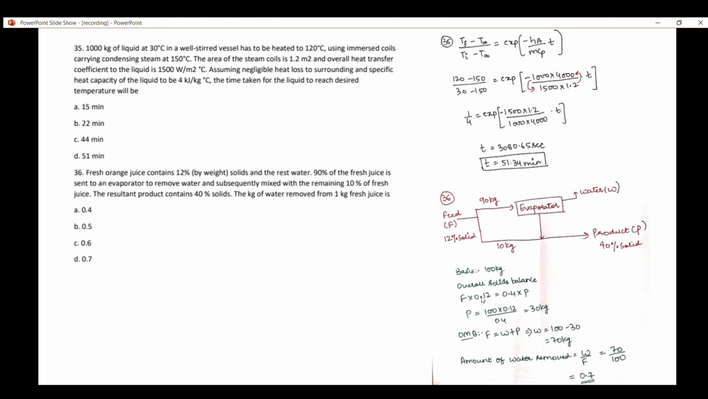So we will get P, the product, is 30 kgs. And if we do the overall mass balance, where F is feed, water is represented as W, and P is the product, W is 70 kgs. And when we want to find out the amount of water removed for 1 kg of fresh juice, it's W by F, which is 70 by 100. 0.7 is the correct answer.